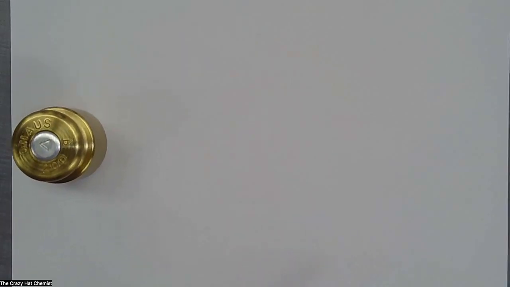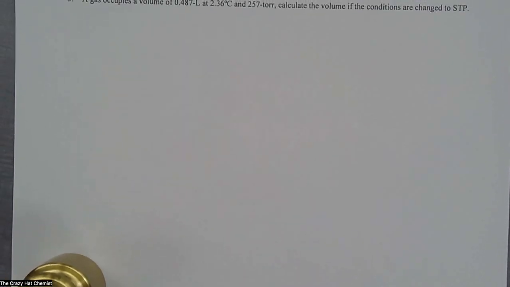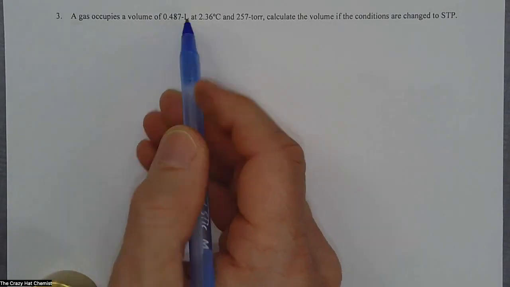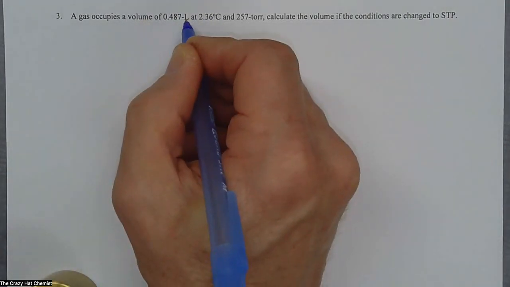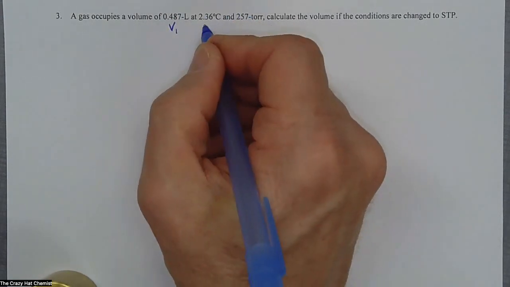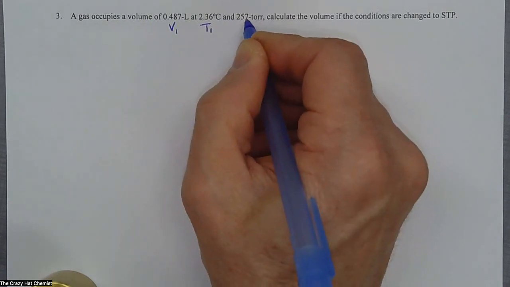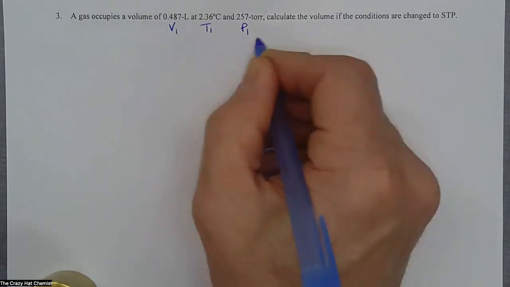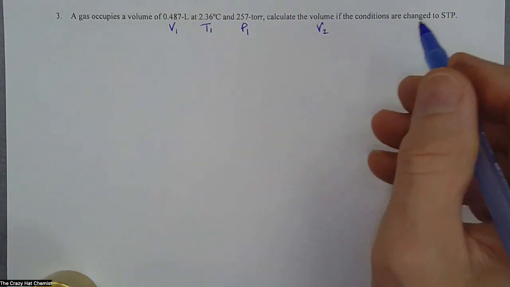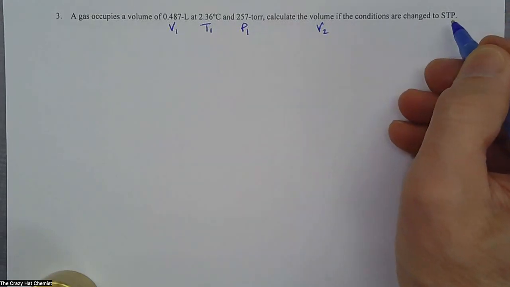All right, so our next problem, without further ado, is number 3. Let's see if we can hammer out number 3. A gas occupies a volume of, and those liters tell me it's a volume, 2.36 degrees Celsius, that's temperature, and 257 torr, that's a pressure. These are all the same set of conditions. It says calculate the volume. We're going to call that volume 2 if the conditions are changed to STP.